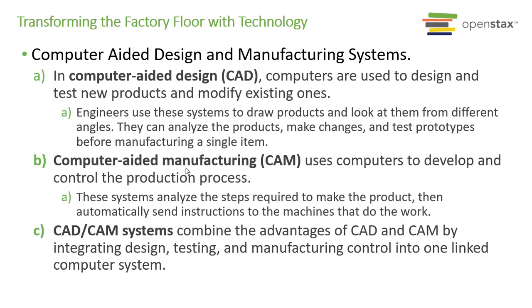And then with the CAM system, computers are used to develop and control the production process. So the first one is about design of new products or modifying products. But here we're talking about the actual production process. You have to design a process that makes those products. That's CAM. And so CAD/CAM systems combine the advantages of both by integrating design, testing, and manufacturing control into one linked computer system.